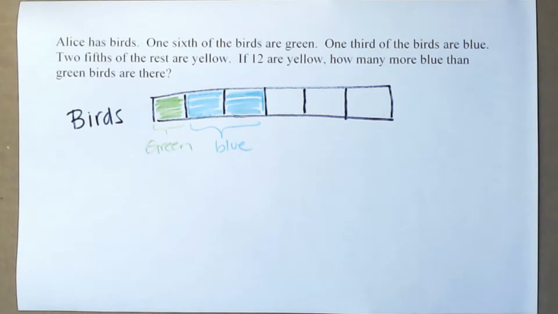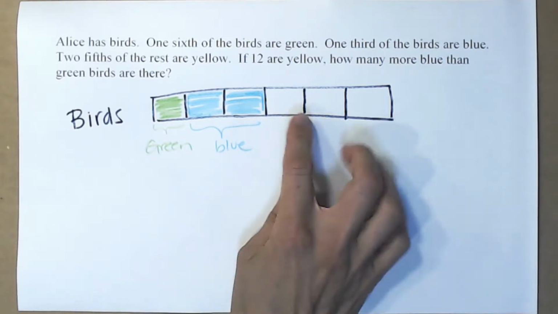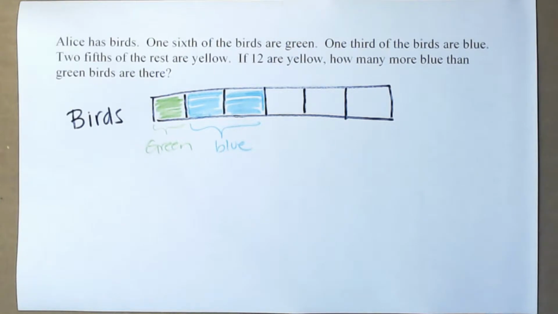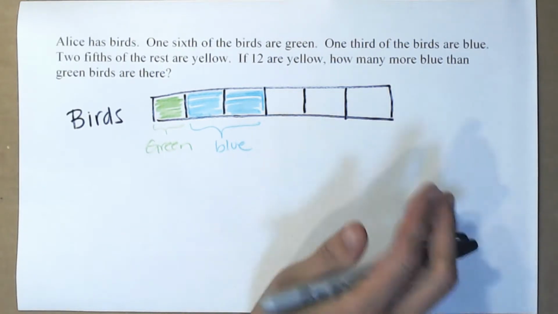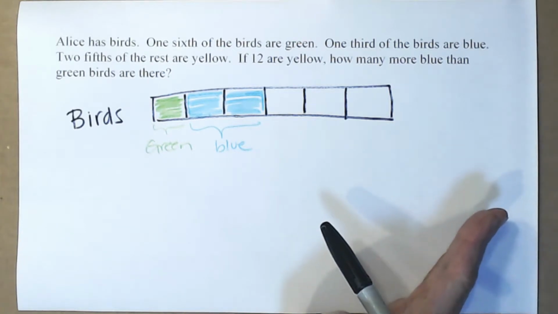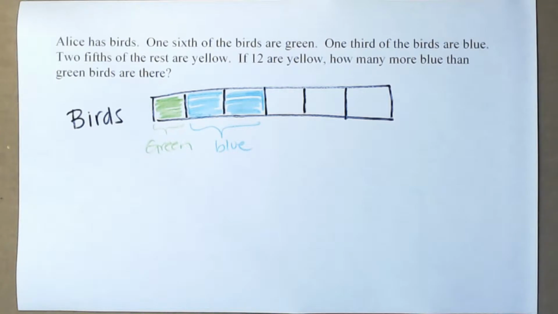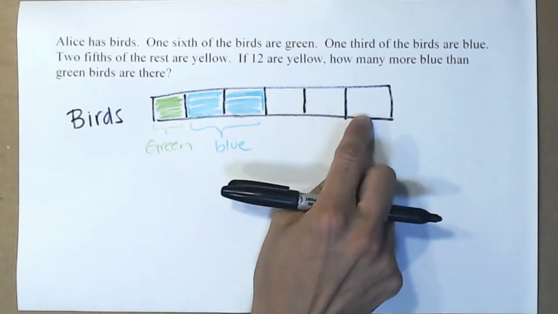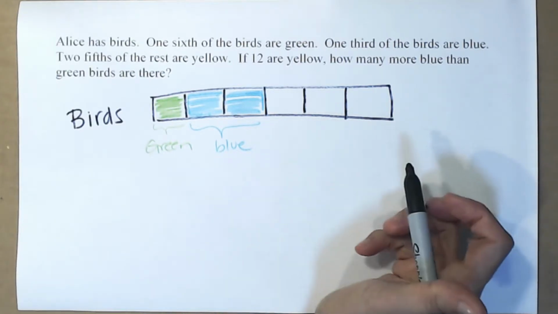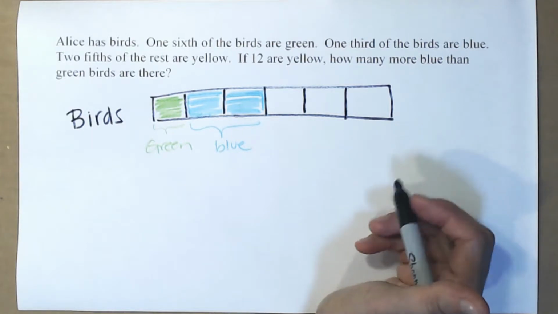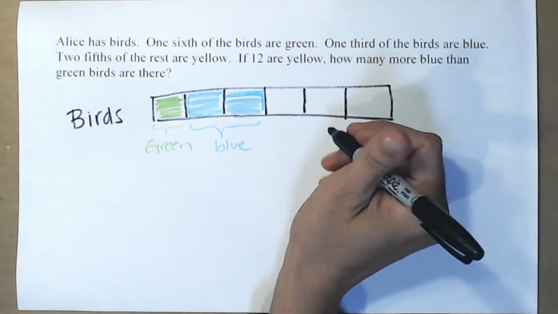Now here's where it gets tricky. 2/5 of the rest are yellow, but the rest has only 3 parts. And 3 parts cannot be easily divided into fifths. So what we need to do, using the technique we've used so far, is divide these parts into smaller parts so that we have a number that we could take 1/5 of. So we might divide each of these into 5 parts. So then we would have 15 total parts. Then we could take 2/5 of 15 because 15 is a multiple of 5. So we'll do it this way first, and then I'll show you an easier way.